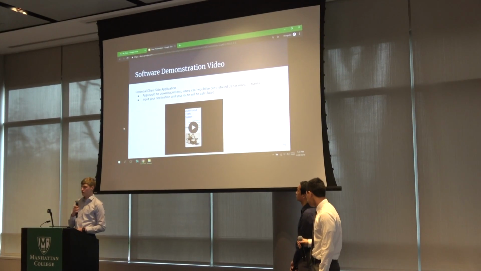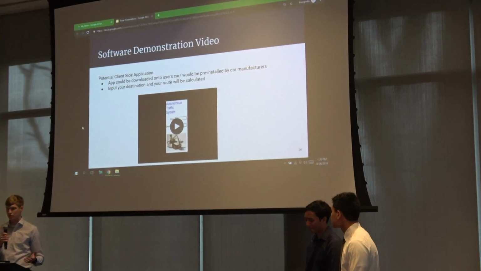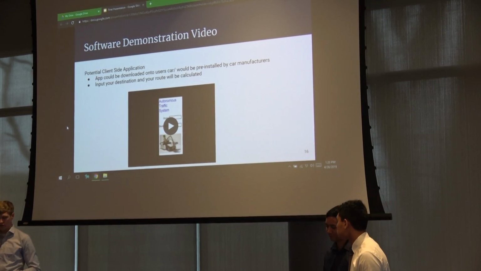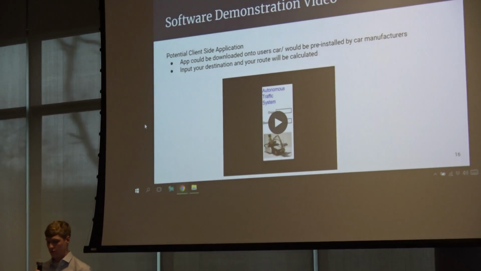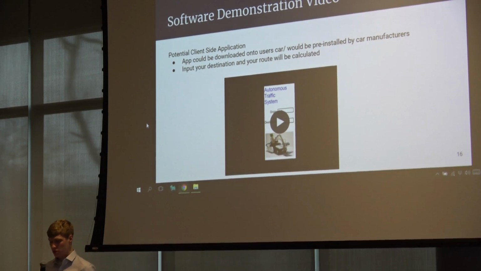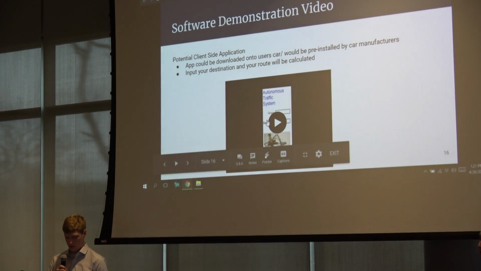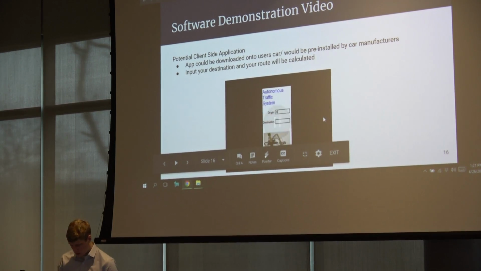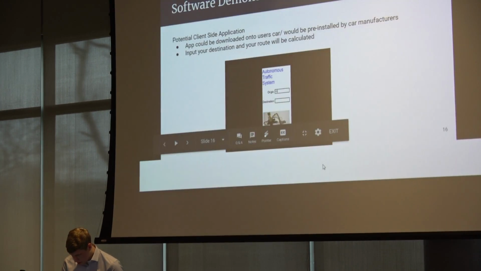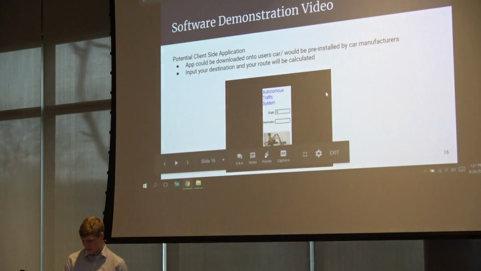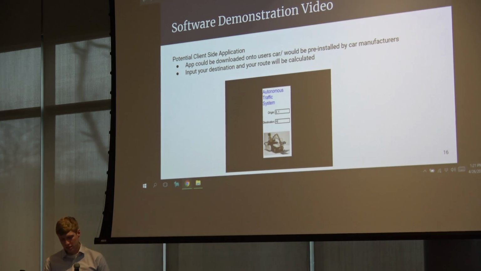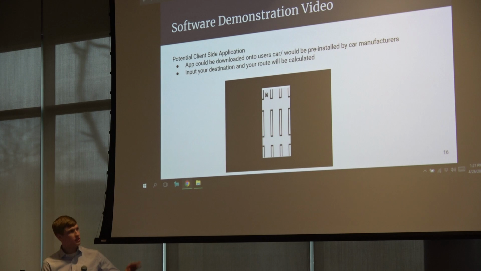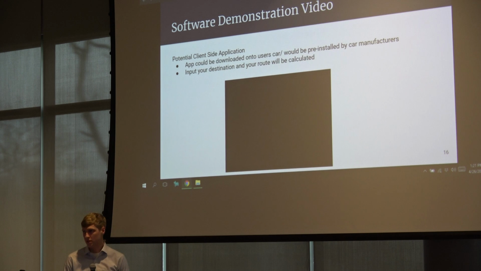On the client side, when someone would go to use this, they would use the app that we created a very crude representation of. The app would be able to be downloaded onto the car or pre-installed by the manufacturers, and you just input your destination and your route is calculated. You can see the user enters the origin and then the destination. Then this is a representation of the car driving, and then you arrive at your destination. So that would be on the client side.